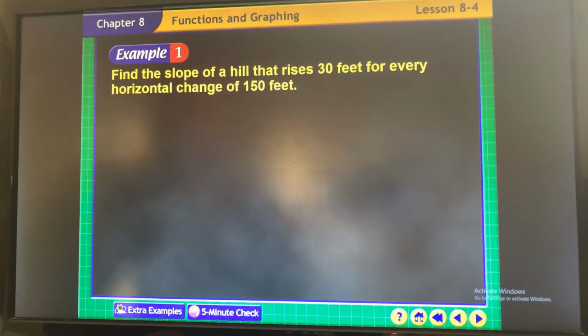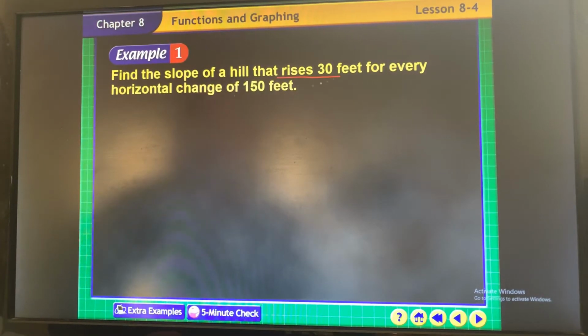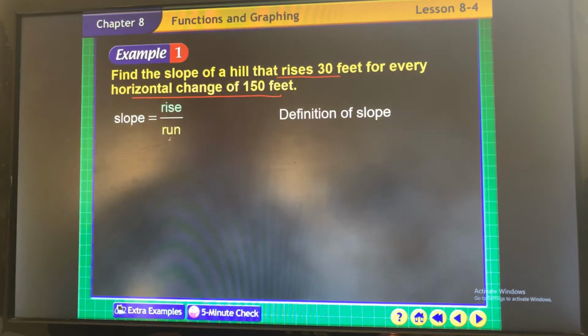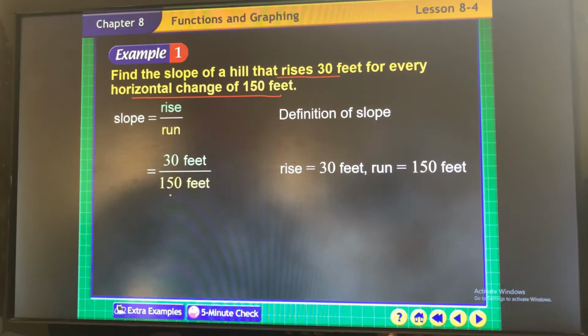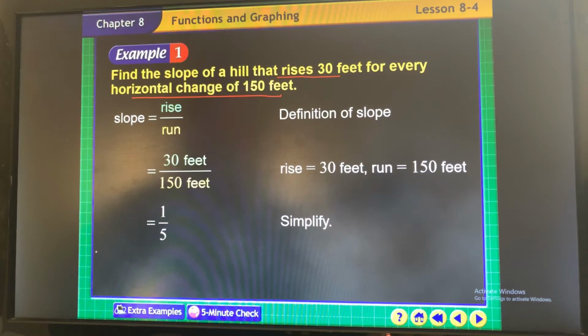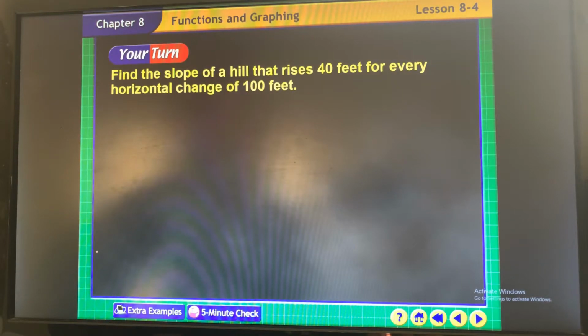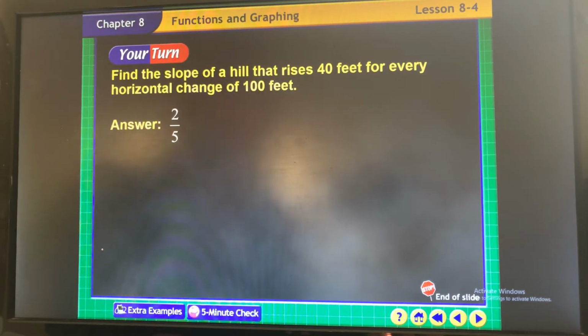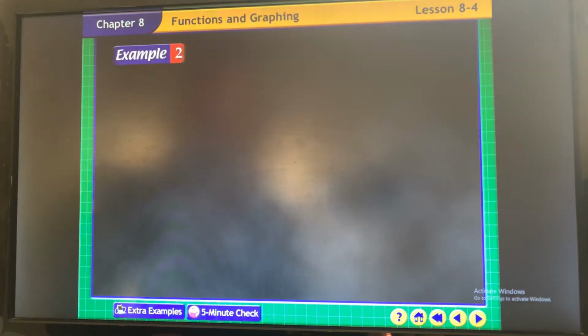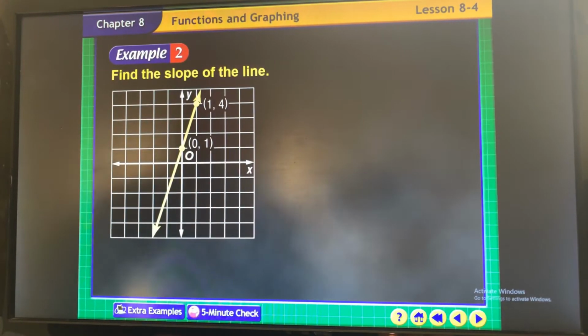So here we go. Find the slope of a hill that rises 30 feet for every 150 feet of horizontal change. Remember I said rise over run. 30 over 150 is simplified to be 1/5. That's my slope. Another hill rises 40 feet for every 100 feet of horizontal change. 40 over 100 is 2/5.